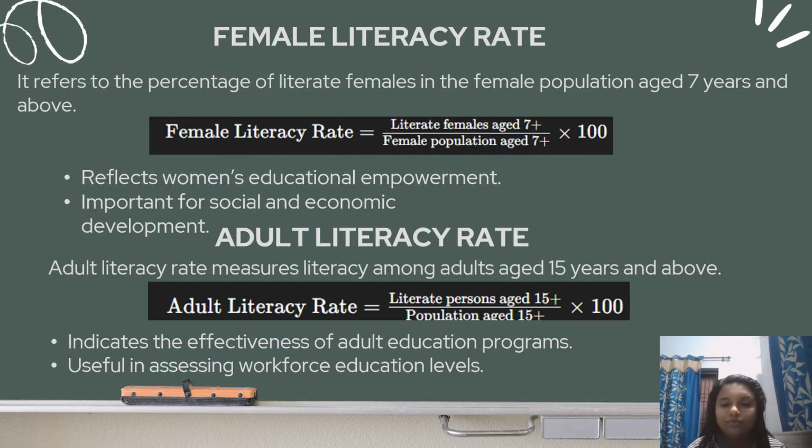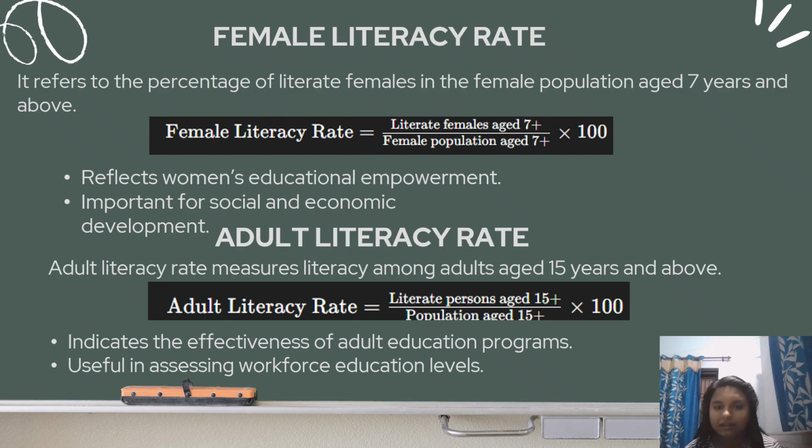Now we are moving to female literacy rate. It refers to the percentage of literate females in the population aged 7 and above. Female literacy rate is equal to literate females aged 7 and above divided by total female population aged 7 and above, into 100. It reflects women's educational empowerment and is important for social and economic development.